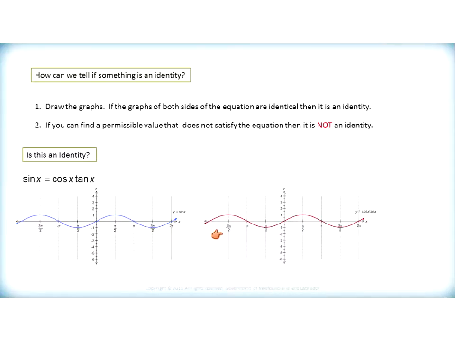Now there are non-permissible values in this equation. And it's going to be where tan x is undefined, or rather where sine over cosine is undefined. In other words, where cosine x equals 0. So there are going to be non-permissible values. It just means that there are holes in the graph of this function here, that's all. But if we look at the two graphs, they are identical, so we can say that it is an identity. We'll get more into non-permissible values in the next lesson.